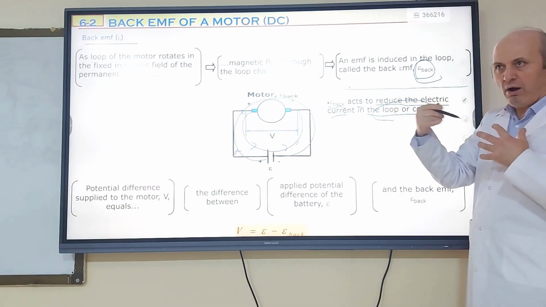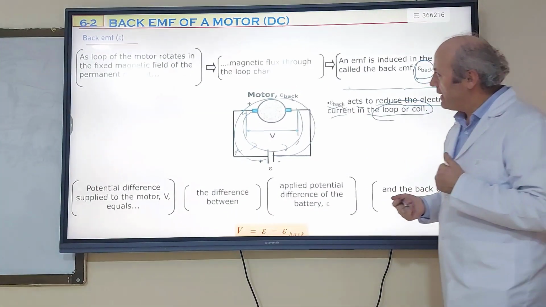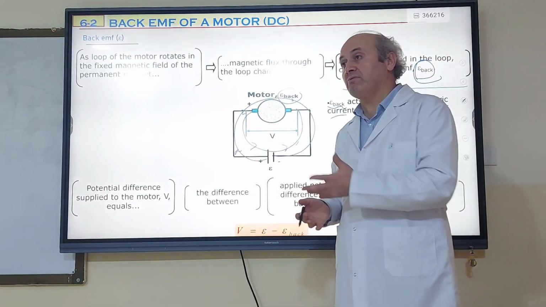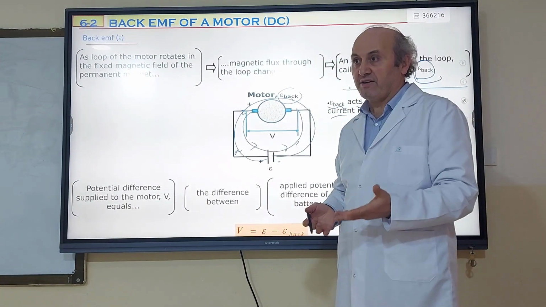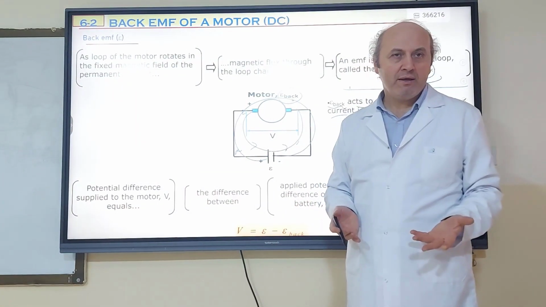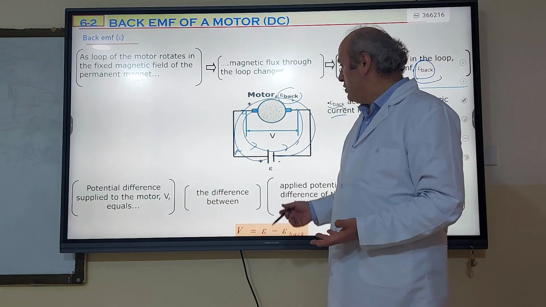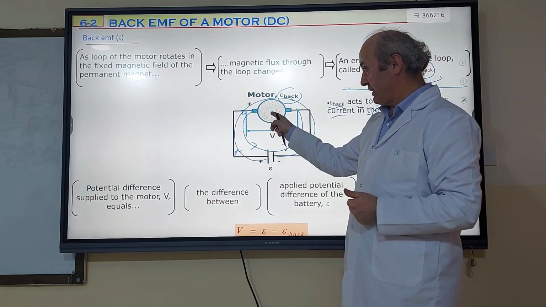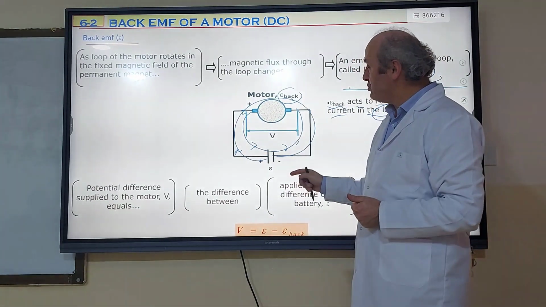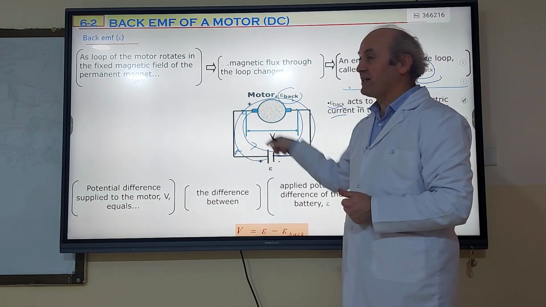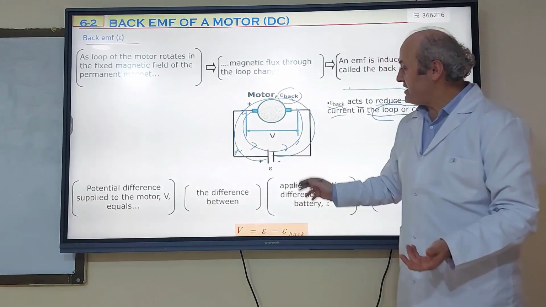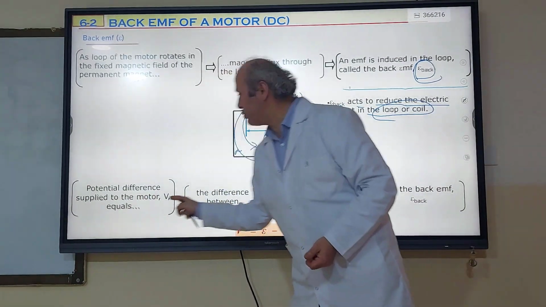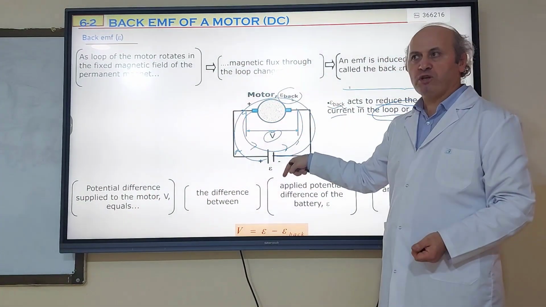Yani back, like opposite. And this back EMF is no different than the induced EMF we know from the first title, which depends on sine omega t. So if I want to calculate the net EMF provided to this motor, I have to subtract these two EMFs because their electric currents are opposite. The net EMF is represented by V, which is the potential difference supplied to the motor, equal to what? The difference between them. I am going to subtract.